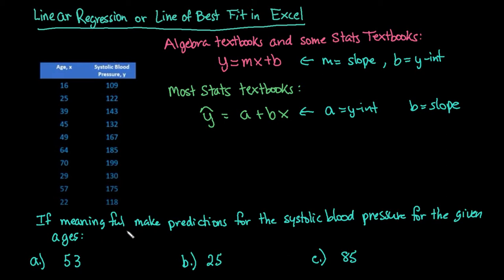And the way we determine if they're meaningful is we look at our x values that were originally given, and we find our minimum and our maximum. So our minimum value is 16, and our maximum value is 64. And so anything between 16 and 64 would be a meaningful prediction. Anything outside of that range would not be a meaningful prediction. So if we look down here, we can see that 53 would be a meaningful prediction, 25 would be a meaningful prediction, and this one would not be meaningful. And the reason for that is that 85 does not fall between 16 and 64.